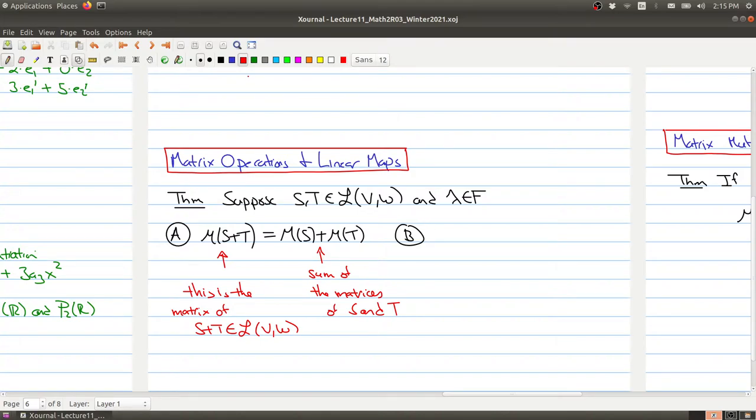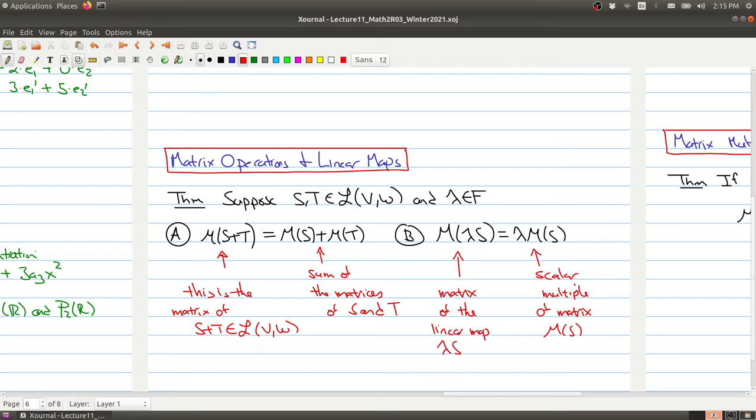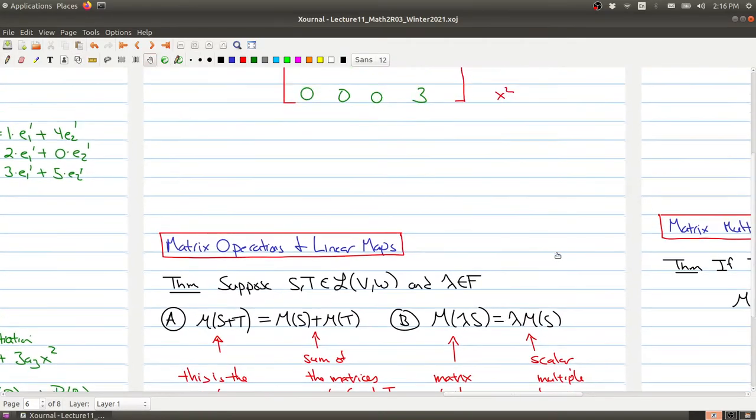And as you might guess, something similar happens when you do a scalar multiple. So the matrix of lambda S is the same thing as taking the matrix of S and then multiplying it by our scalar lambda. Let me write this out. So over here, this is the scalar multiple of the matrix M(S). And this right here is the matrix of the linear map lambda S. So we have this connection: we have matrix operations on the right-hand side, and on the left-hand side we have the operations of the linear maps. Okay, so that's how these two things interact.